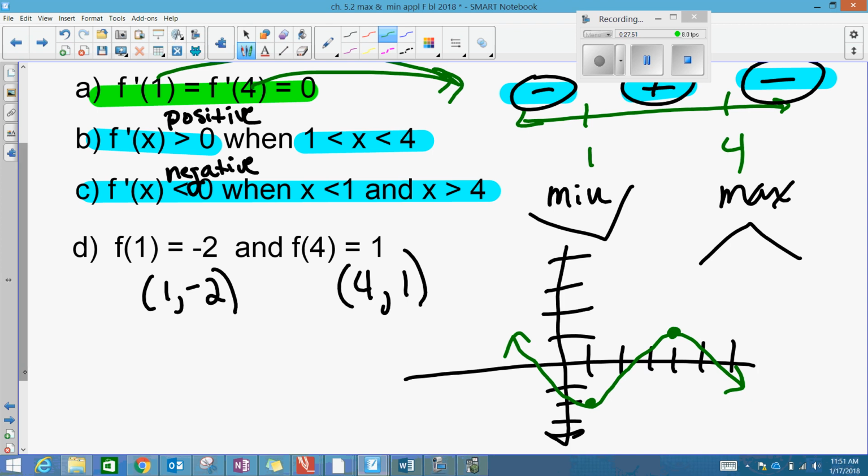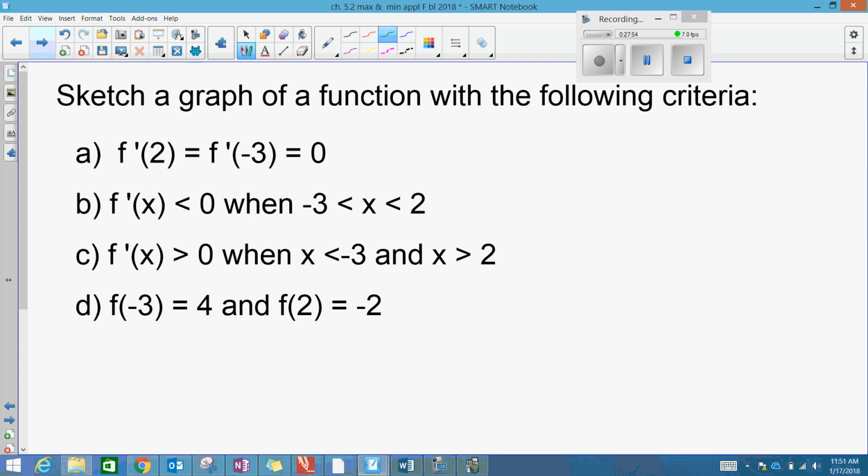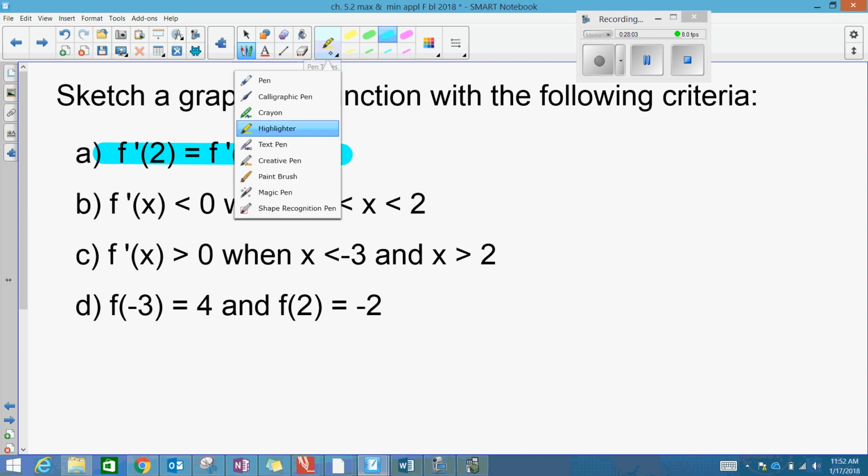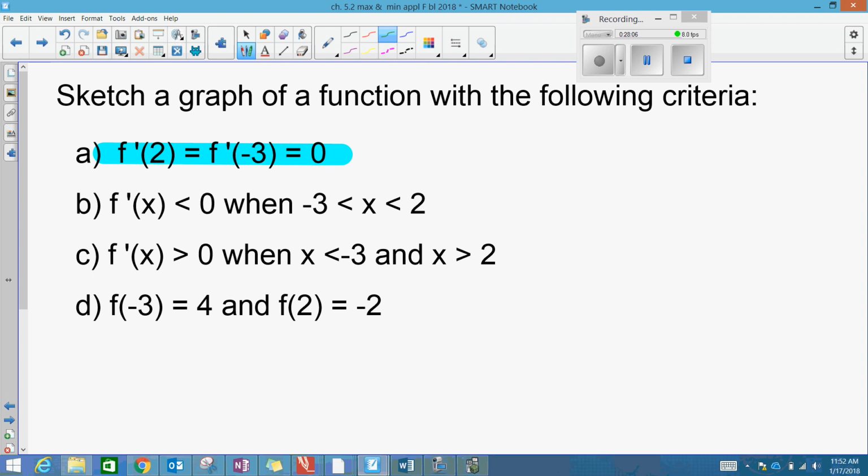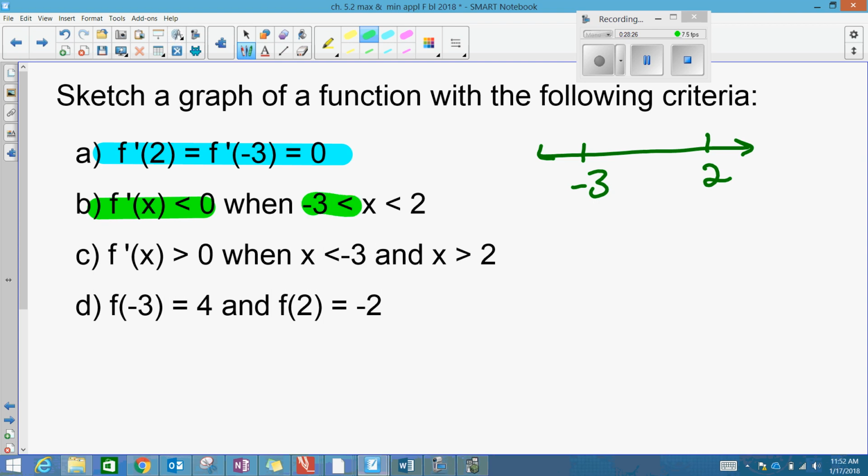Okay, let's try another one. Again, let's look at this one. This information gives us our critical numbers, and this is the same on all of these, so I don't try to trick you by messing with the order. If the derivative at 2 and at negative 3 equals 0, that's telling us our critical numbers are positive 2 and negative 3. This piece is telling us that the derivative is less than 0, or negative, between the two numbers. So that means it's decreasing between the two numbers.